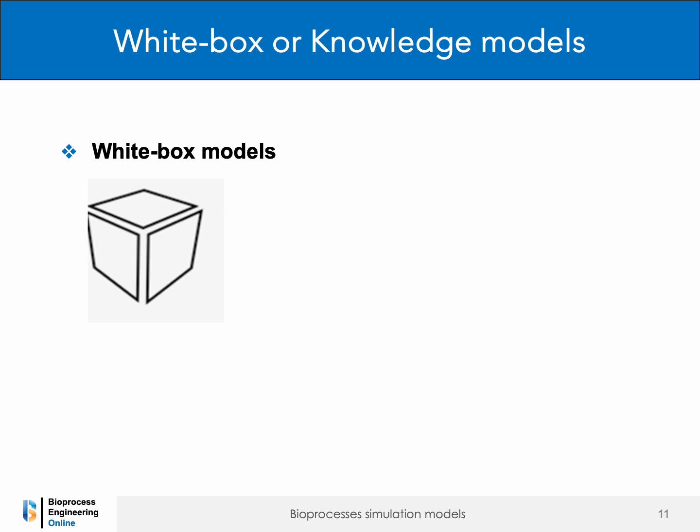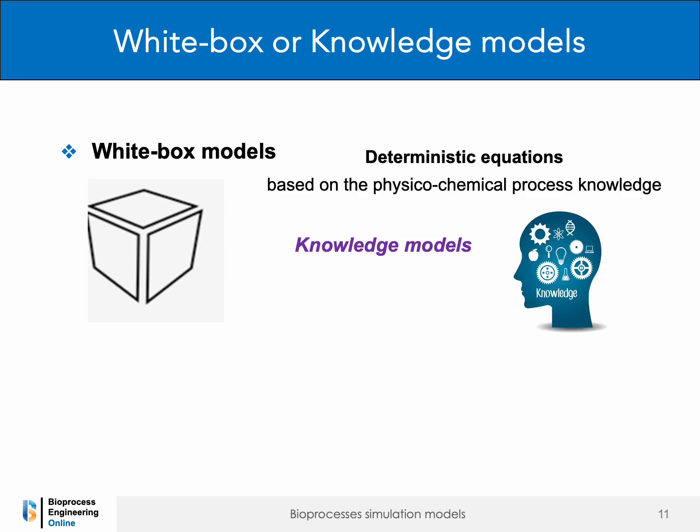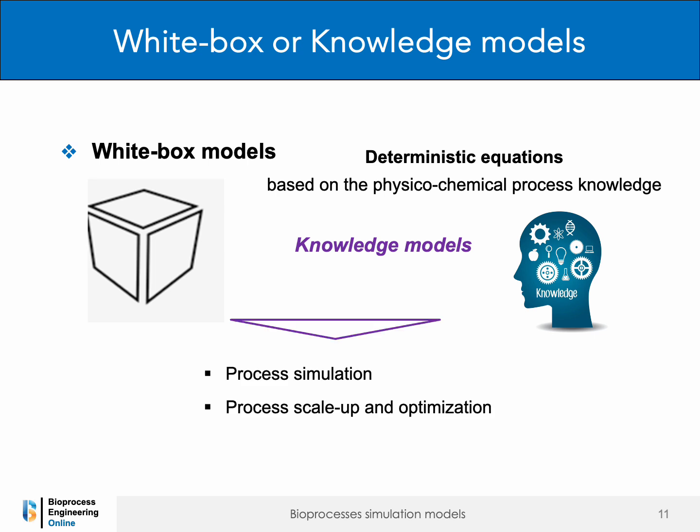The second category of models pertains to the so-called white box or knowledge models. Unlike black box models, these are built on deterministic equations that encapsulate the physico-chemical knowledge of the system or process. While the development of knowledge models may require a more significant investment of time, they offer crucial advantages in terms of predictive capabilities for bioprocess simulations and scale-up.